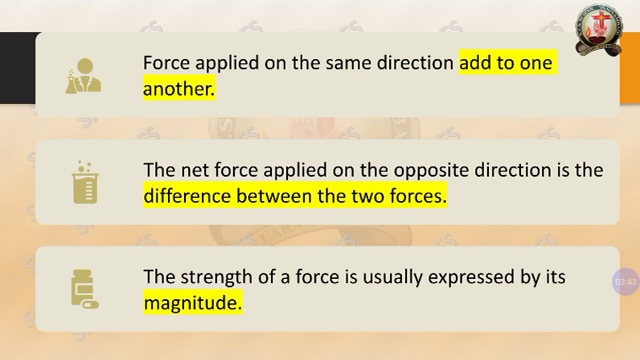Another thing we discussed: the net force applied in the opposite direction is the difference between the two forces. When we apply force to the same object in opposite directions, you need to calculate the total force by subtracting the force applied by the first person and the second person, then you will get the net force. The third one I discussed: the strength of a force is usually expressed by its magnitude. How can we determine the strength of a force? By determining its magnitude.